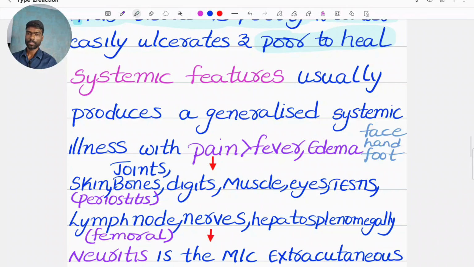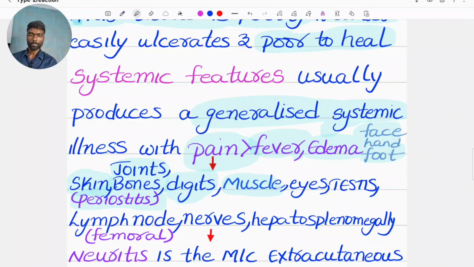Coming to systemic features, here there will be a generalized severe systemic illness. Compared to type 1 reaction, usually systemic illness will be mild there. Here it is severe. Mainly patients complain of pain more than fever. Edema, nothing but peripheral edema on face, hand and foot. Where pain is appreciated: majorly skin, apart from skin, bones, because of periostitis. Joints, there will be polyarthritis and polyarthralgia, painful joints. Digits, inflammation of digits, nothing but dactylitis, leading to painful fingers, toes, digits.